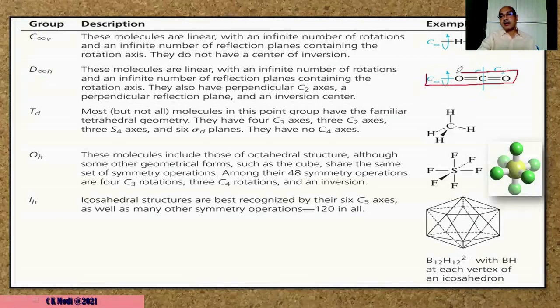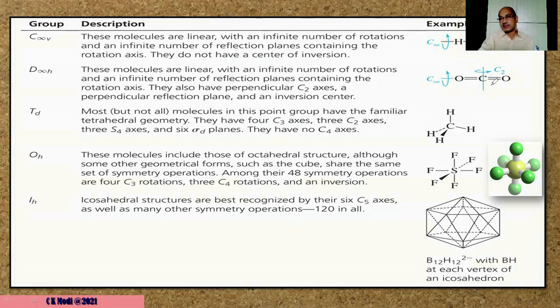Followed by, as we have discussed earlier, this is the one sigma v. At any particular angle, if we put it on the x-axis, we get the mirror image, which is parallel to the C infinite. Therefore, this is called sigma v. So there are a number of sigma v planes present on the x-axis.